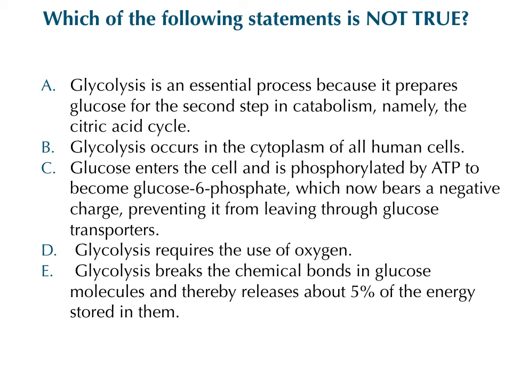Okay, so the answer is D. Glycolysis requires the use of oxygen. Remember, glycolysis is an anaerobic process. Although it is an essential process in preparing glucose for the aerobic process, later on the citric acid cycle and the electron transport chain / oxidative phosphorylation. Okay, let's go on to our next slide after this.